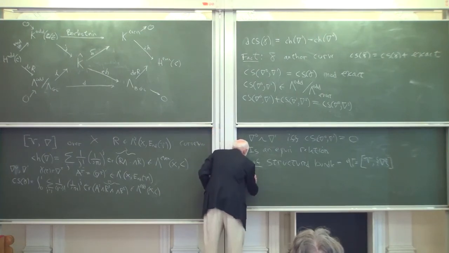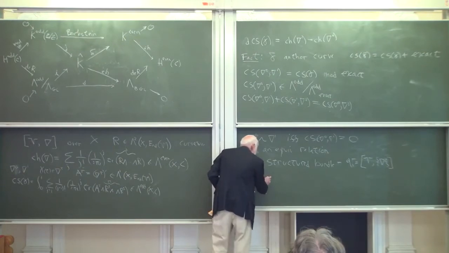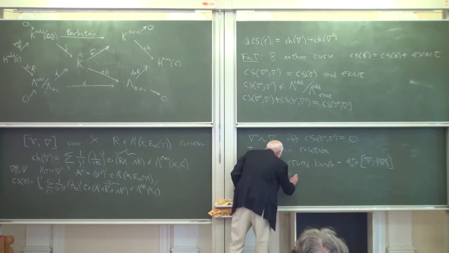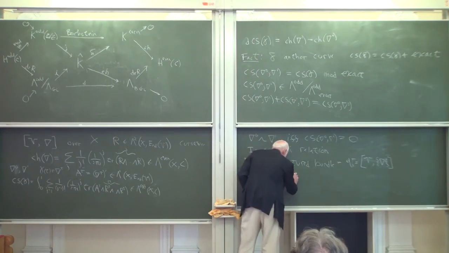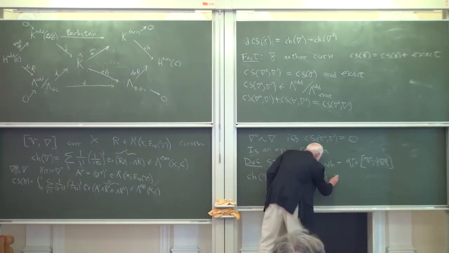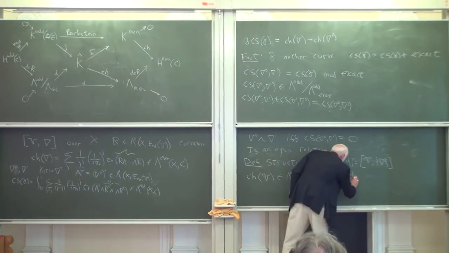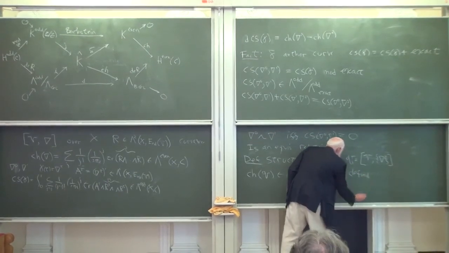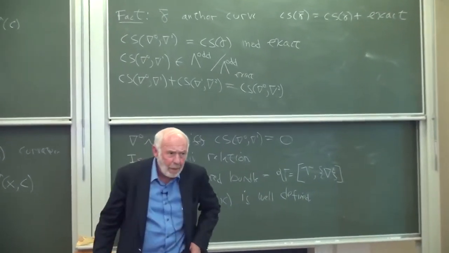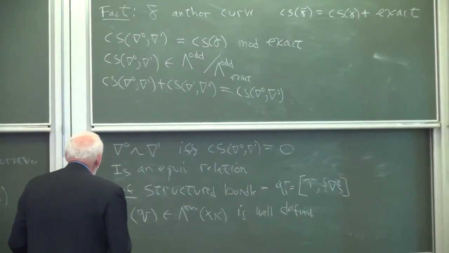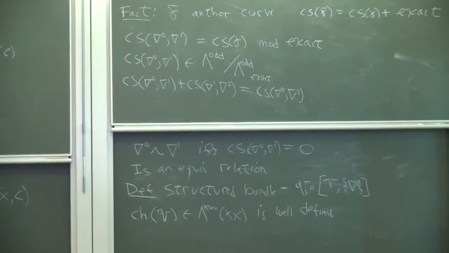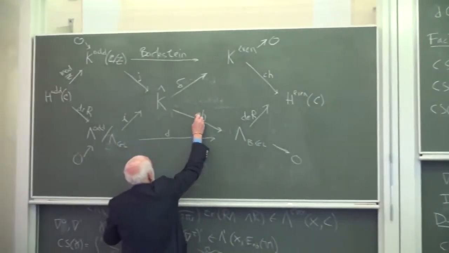So, the Chern character of V, contained in wedge even of X with coefficients in C, is well defined. So if two connections are equivalent, they have the same Chern character, as differential forms, yeah. Same Chern character. So the Chern character is now a thing, and there you see that Chern character up there. It's the same Chern character. Okay.